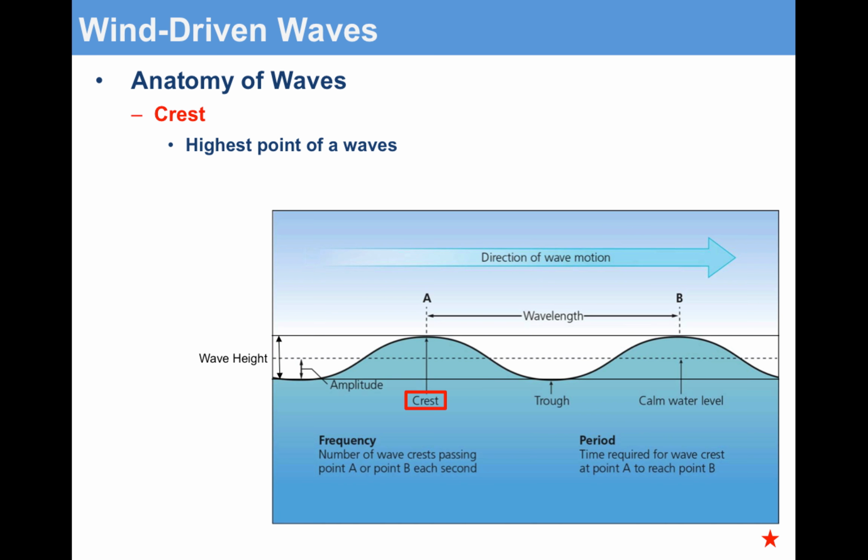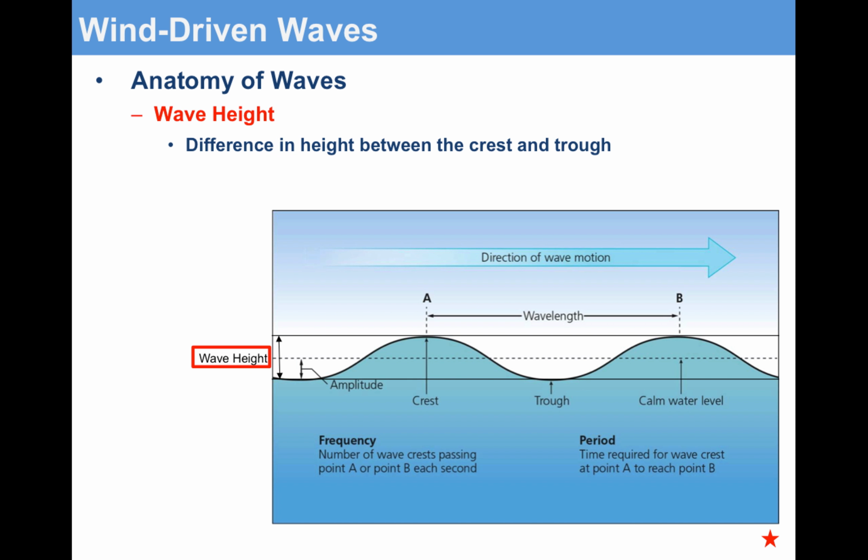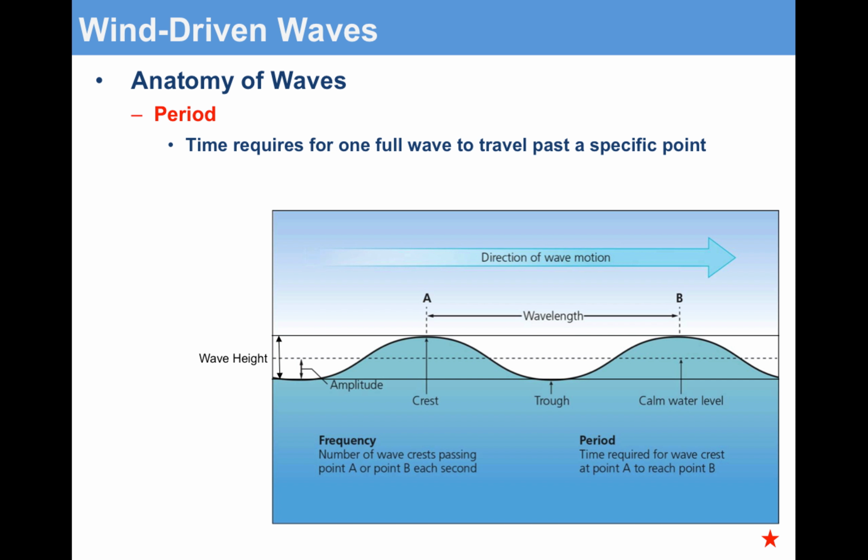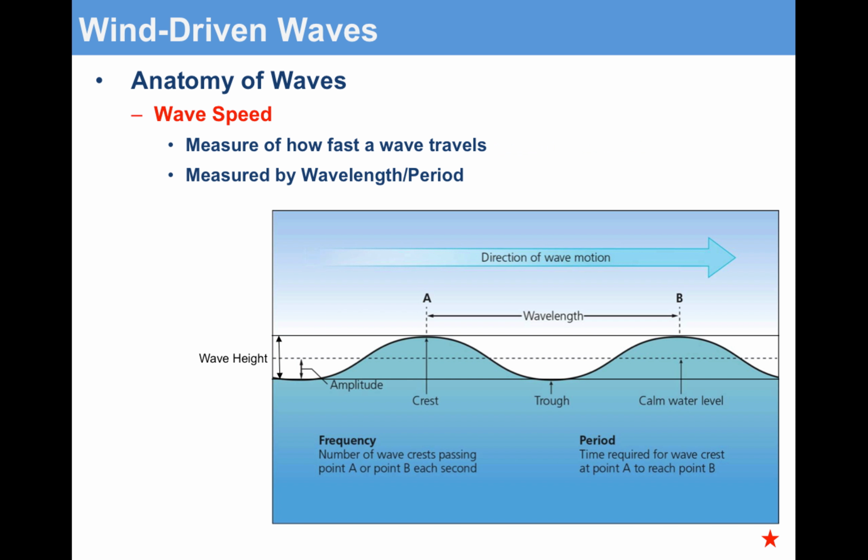So, crest, the highest point; lowest point, trough. Wave height is the difference between the crest and the trough. Wavelength is the horizontal distance between two crests or two troughs, doesn't matter. Period is the time for one full wave to travel. Frequency is the number of waves that pass by a certain point in one second. And finally, wave speed is wavelength divided by period.